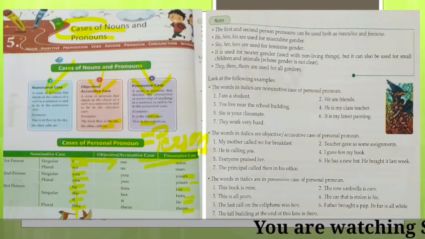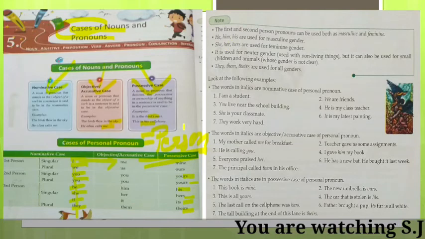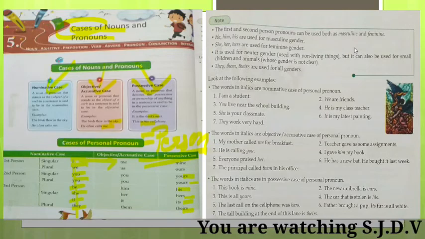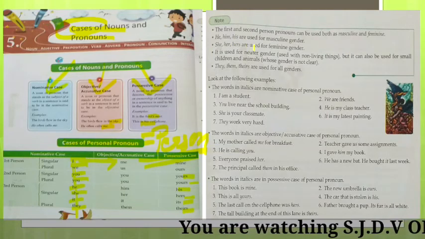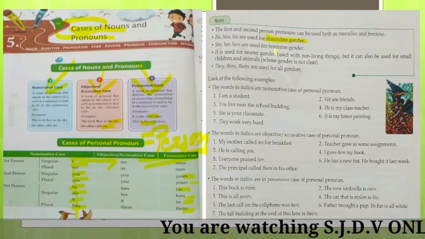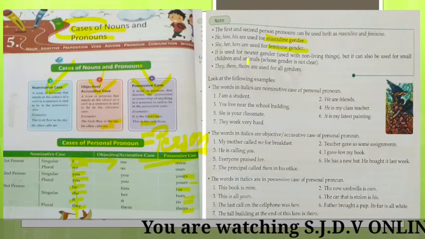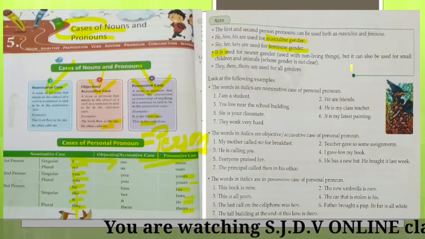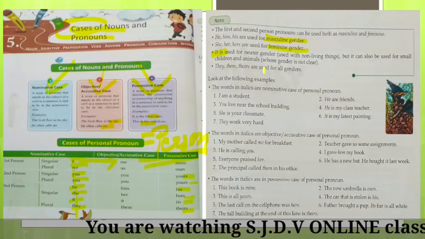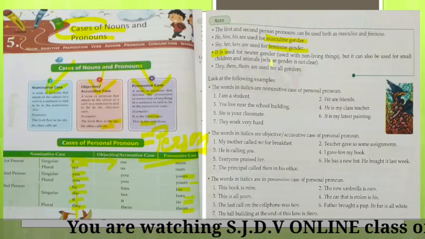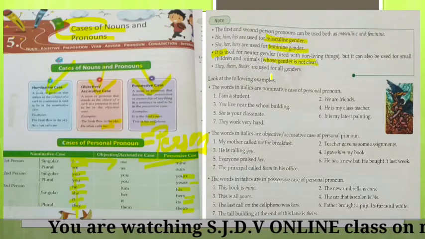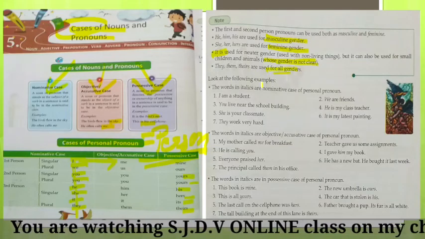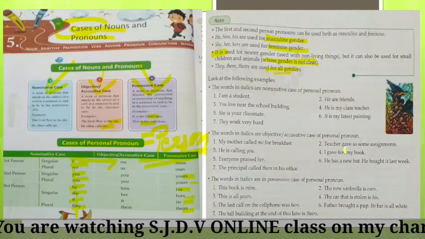Then after the note: the first and second person pronouns can be used both as masculine and feminine. He, him, his are obviously masculine gender, nothing is new. She is obviously feminine gender. It is used for neuter gender, a non-living thing, but it can also be used for small children and animals whose gender is not clear. Yes, this is a new concept you have got here. They, them, their are used for all genders. Look at the following examples. Now some examples are there in your book.